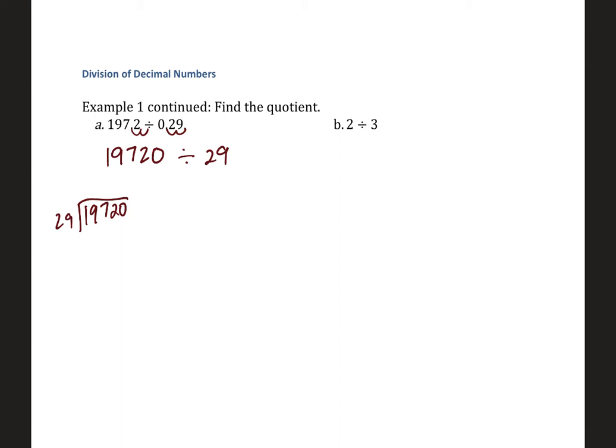I'll divide this normally. 29 cannot go into 19. 29 into 197: 30 times 6 is 180, so I'm going to do 6. 6 times 9 is 54.